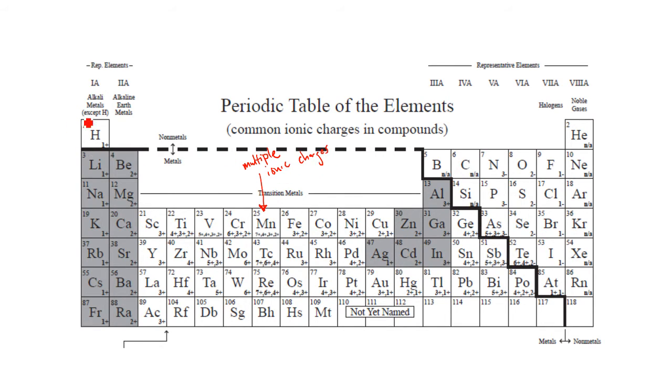These guys couldn't have multiple. Everybody over here was +1. Everybody over here was +2. Aluminum was +3. We'll come back to that guy. Everybody here, these stair charges always applied. They were fixed. And now we have these multiple ionic charges. I'm going to tell you which ones we tend to focus on here.